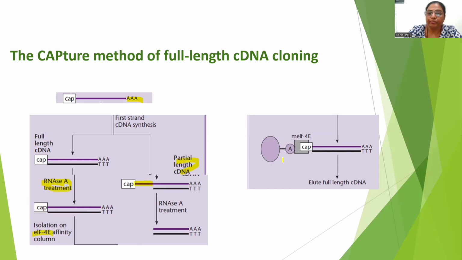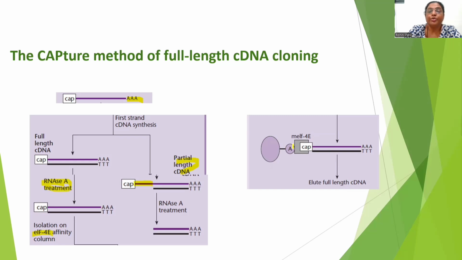Once the affinity column has been made, your sample is run through the column. Now what will happen? Your EIF4E has affinity for whom? It has affinity for the 5 prime cap. So there is an interaction between the 5 prime cap and your initiation factor. The full length cDNA are now bound to the affinity column.